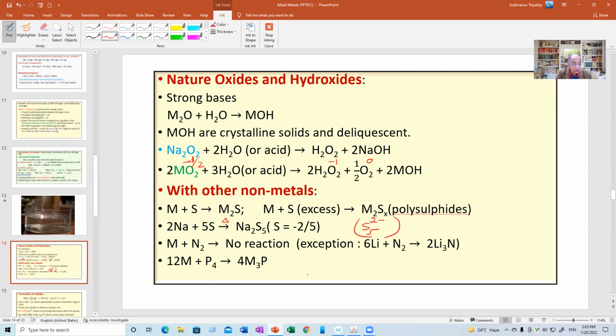And with nitrogen, there will be no reaction, except, remember, the only exception is lithium that reacts with nitrogen. Even in lithium, the corrosion coating that blackens the surface of lithium is not only lithium monoxide, but also lithium nitride, because lithium is the only element in alkali metals which can react with the nitrogen. So this, and others, they do not. And with phosphorus, phosphide. It's very simple.